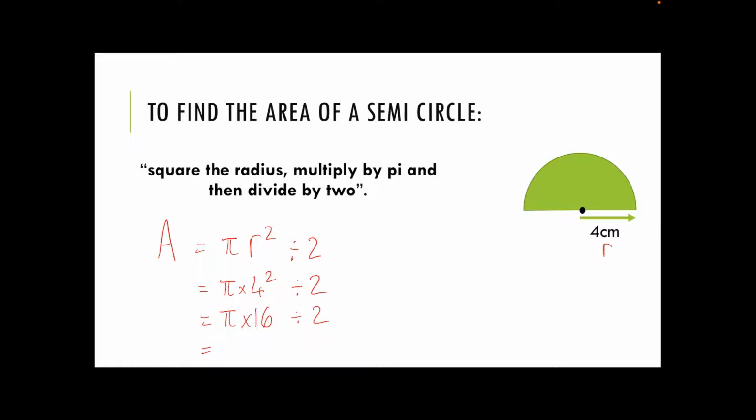We then do our 16 multiplied by pi, and that gives us about 50.265, and then we divide it by 2 to get 25.132, and then I'm just going to round my answer to 1 decimal place there to get 25.1 centimetres squared.